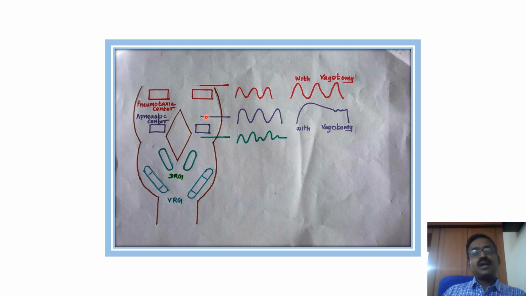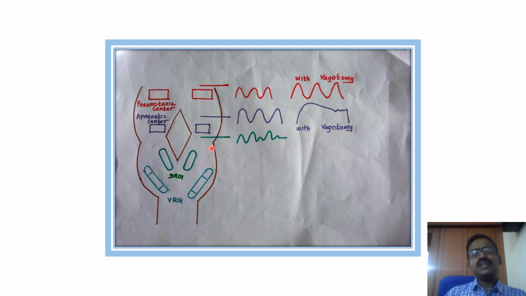With a lesion at the mid-pontine level, it increases inspiration and expiration, but the rhythmic pattern is maintained. Suppose the lesion is combined with vagotomy; it produces a prolonged inspiratory effort.